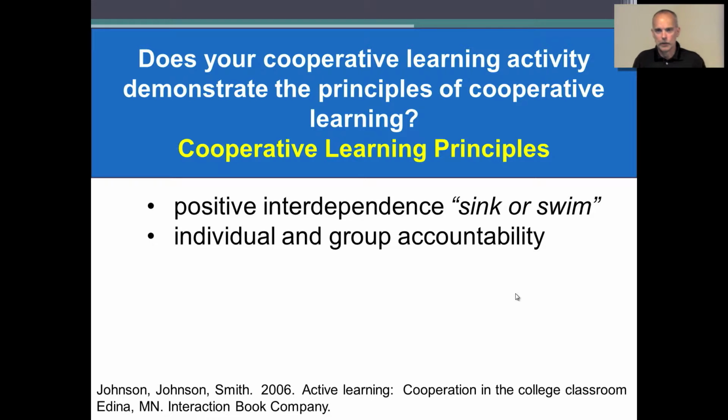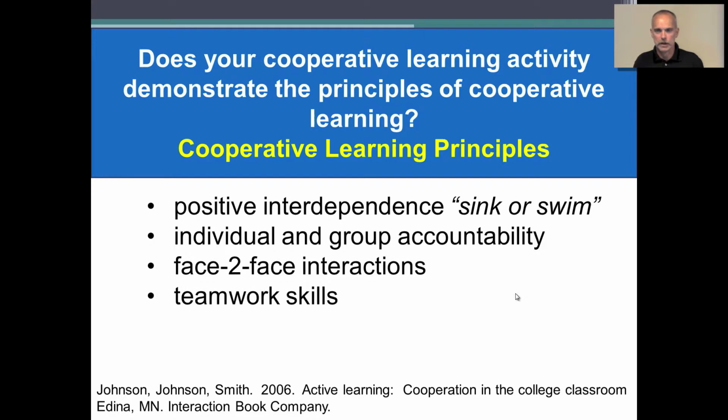Second, with any good cooperative learning activity, an instructor has built in both individual accountability, meaning individual assignments and individual responsibility, but also group accountability. What is the group going to be expected to do? Third, there are face-to-face interactions. One of the best ways to critique your work and to make progress is the need to have face-to-face interactions to make progress on a project.